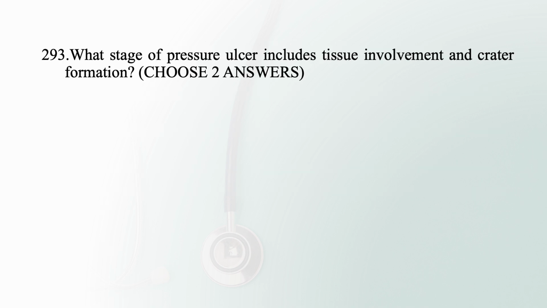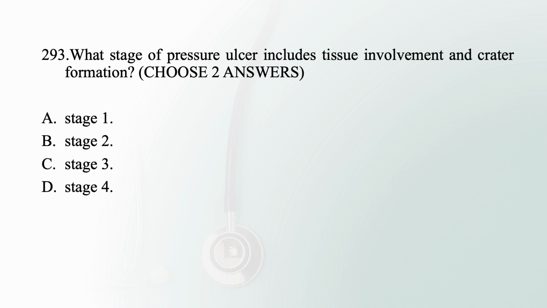Question number 293. What stage of pressure ulcer includes tissue involvement and crater formation? Choose 2 answers. Option A. Stage 1. Option B. Stage 2. Option C. Stage 3. Option D. Stage 4. The correct answers are option B, Stage 2, and option C, Stage 3.